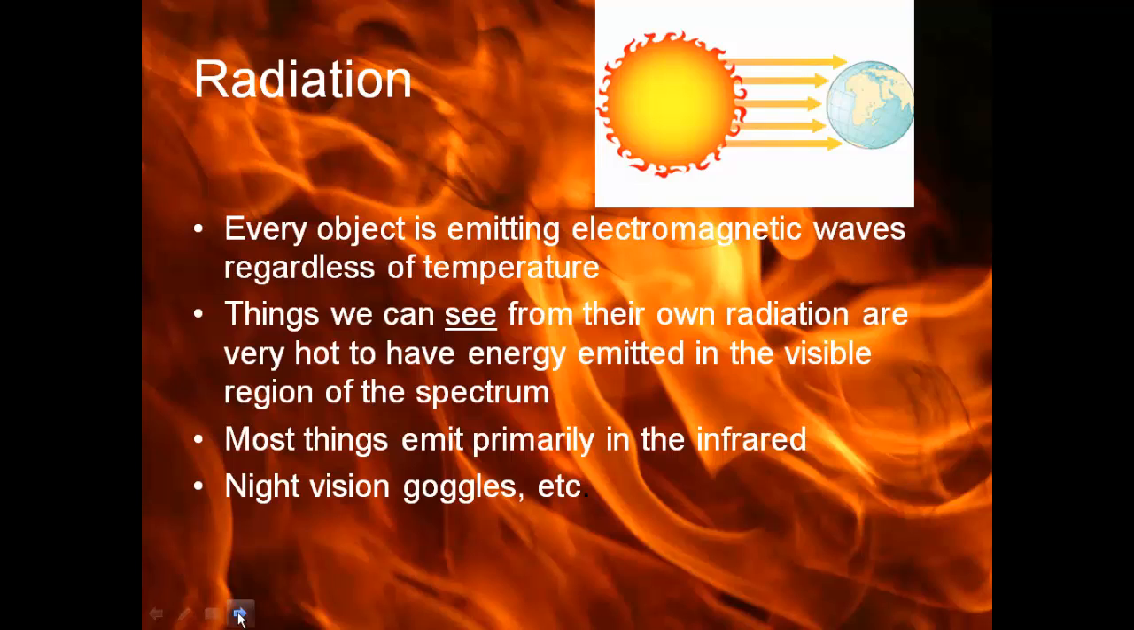Every object does radiate electromagnetic waves, and the amount of energy that it transmits will determine the kind of wave that it has. People with night vision goggles, if you watch movies or if you've ever used them, can look in different frequencies. Our eyes can only see the visible spectrum, but we have things that can translate spectra invisible to our eyes so that we can see them.